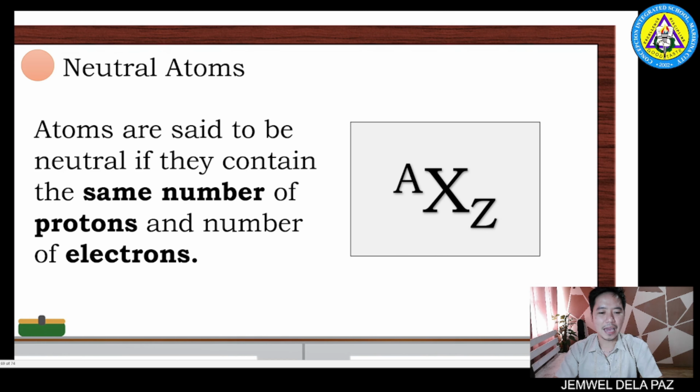On the right side, you can see the notation that will tell us about the properties of the given atom. X stands for the symbol of the element. A stands for the atomic number, while the lower part is the atomic mass. These notations will be useful to you in our next session.